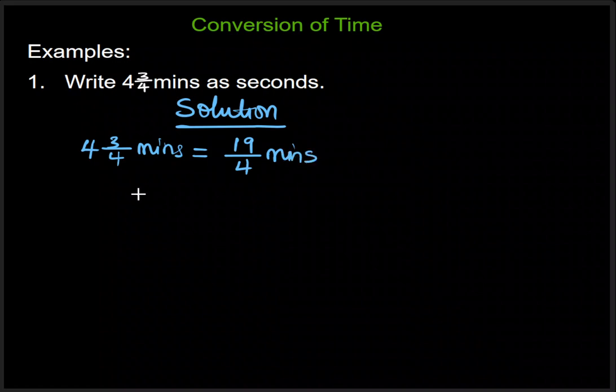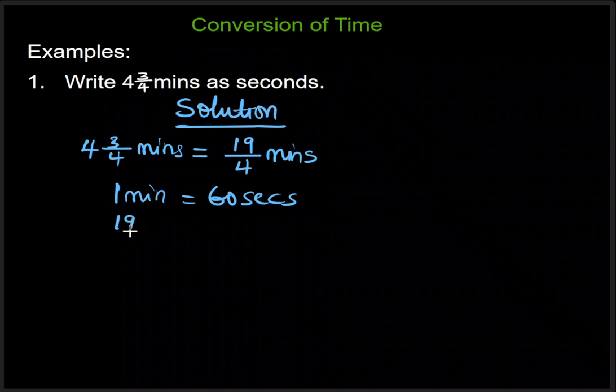All right. So let's see. We need to go back to the relationship between minutes and seconds. We need that relationship. 1 minute is equal to 60 seconds. Don't forget, we did the table of time in the last class. So 1 minute is equal to 60 seconds. And then what would that give us? We are looking at 19 all over 4 minutes, and of course, this will be equal to x.